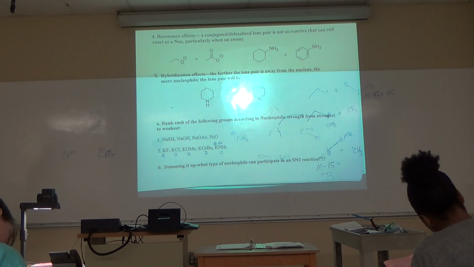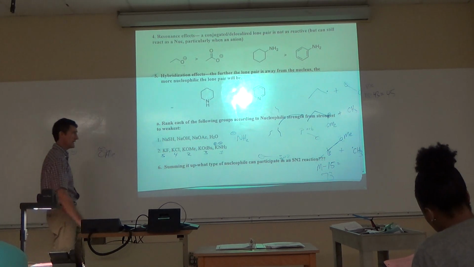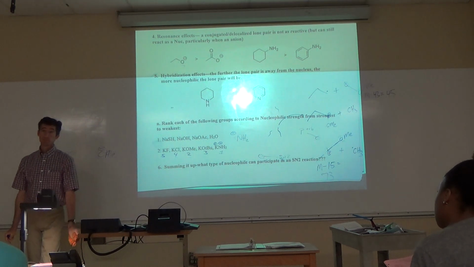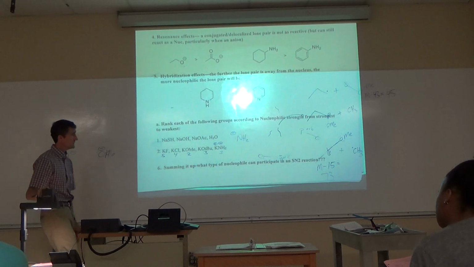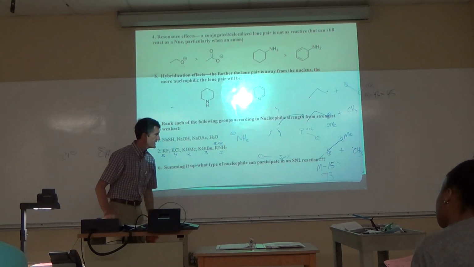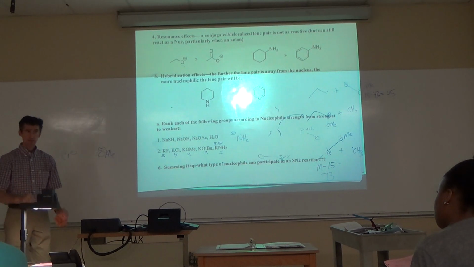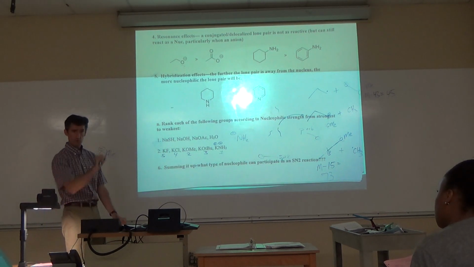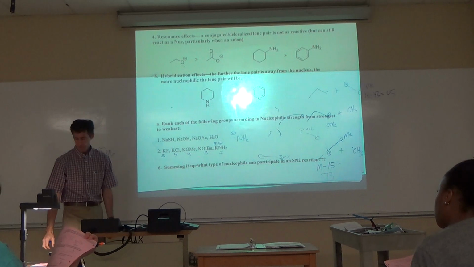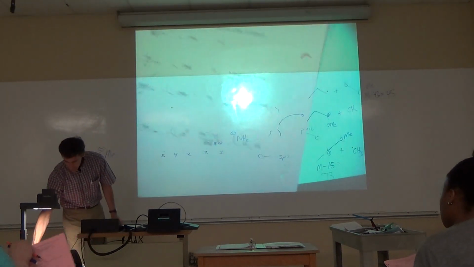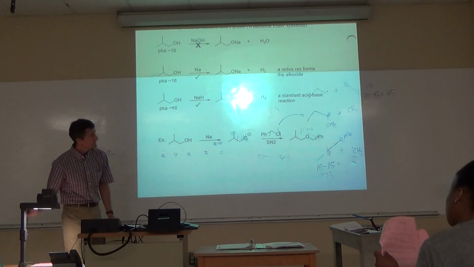Remember, those are ranked according to atom type. An atom type should give you this. Then you have to distinguish between the same atoms by looking at sterics. Summing it up, what type of nucleophile can participate in an SN2 reaction, which requires backside attack, kicking off the leaving group? It's on the next page. What type?